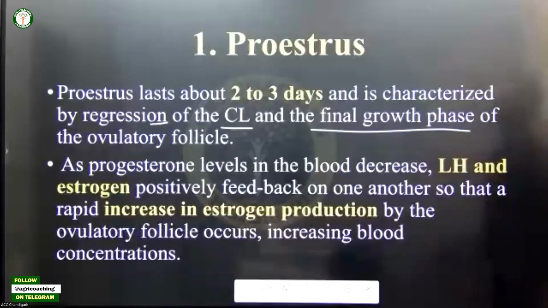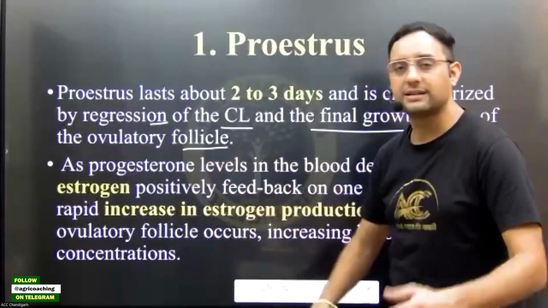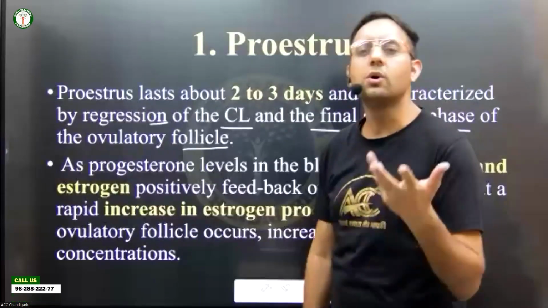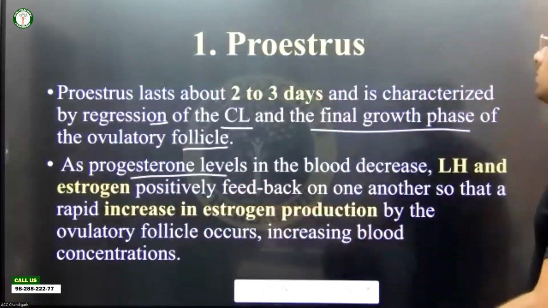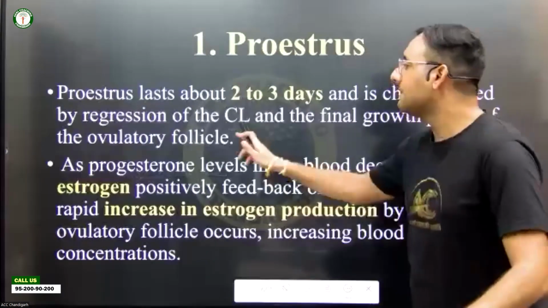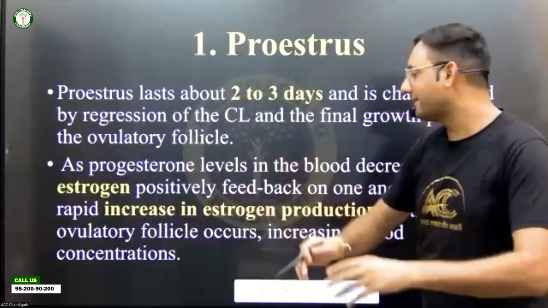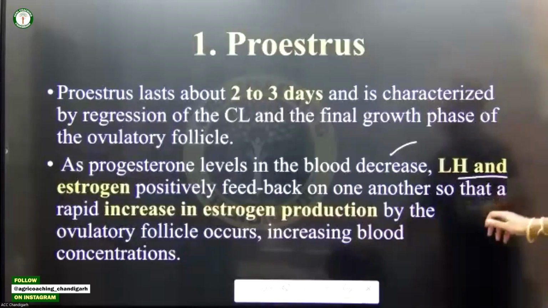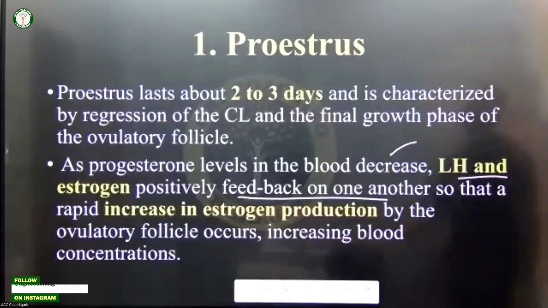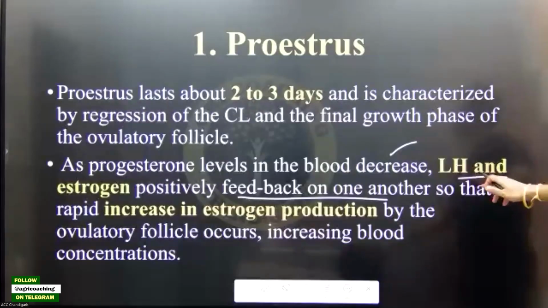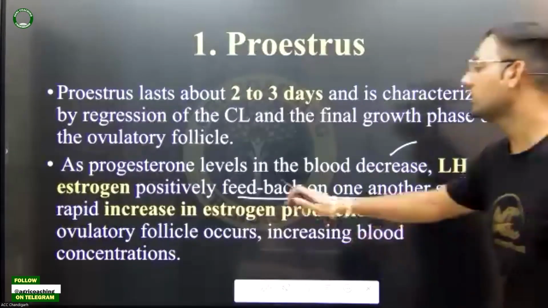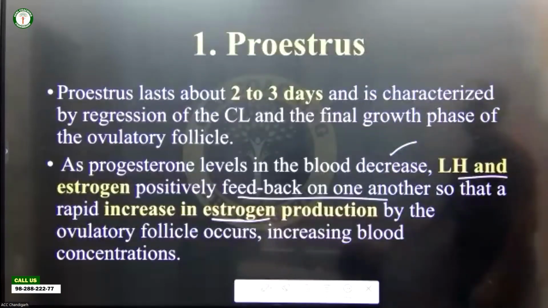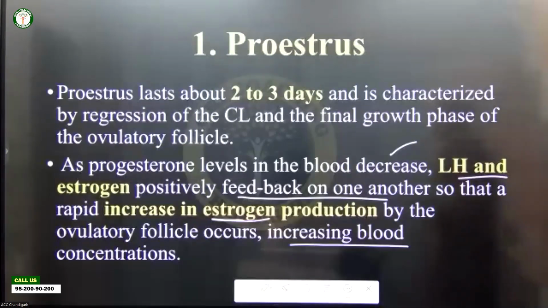Regression of CL and final growth phase of ovulatory follicles. Graafian follicle, ovulatory follicle, or call them follicle. As progesterone level in the blood decreases. Why? Because CL is regressing. If the CL is regressing, obviously the level of the progesterone in the blood will decrease. LH and estrogen positively feedback on one another, so that rapid increase in the estrogen production by the ovulatory follicle occurs, increasing blood concentration. Now, in the blood, estrogen level is increasing.